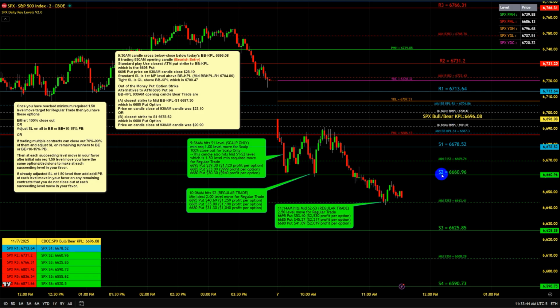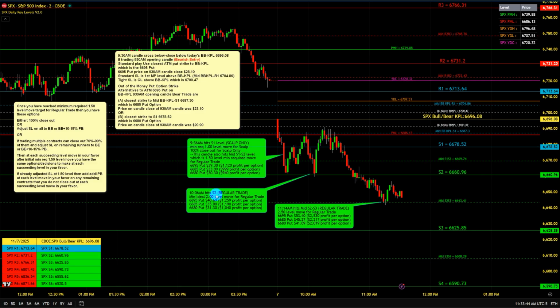If you were taking a bullish trade off of S1, a scalp would be a 1-level move up to the BBKPL, whereas a regular trade would be 1.5 levels, mid BBKPL R1. If you were taking a bearish trade from S2, then S3 is your scalp trade, and then this mid S3, S4 would be 1.5 levels down on a bearish trade from S2.